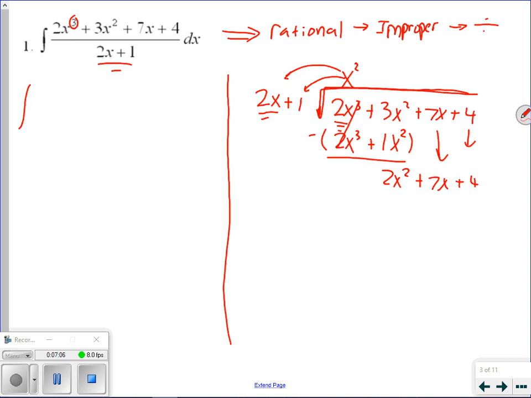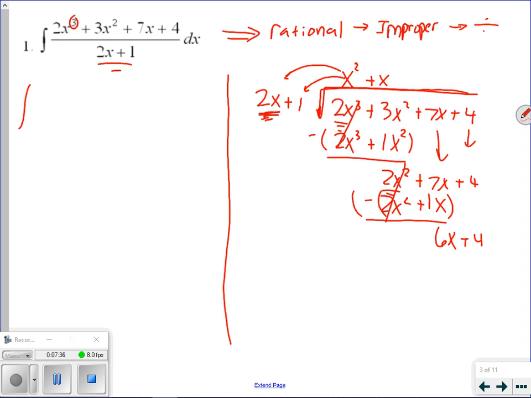And then you start the whole process over. So you're going to think, okay, what am I going to multiply 2x by to give me 2x squared? Well, that's going to be just x. And if I multiply that back through, x and 2x is 2x squared. Those should always be the same. And x times 1 is x. So we're going to subtract as usual. Those cancel, and then 7 minus 1x is 6x plus 4.